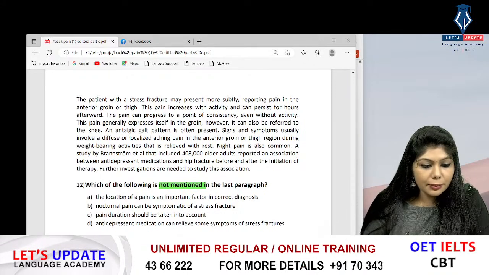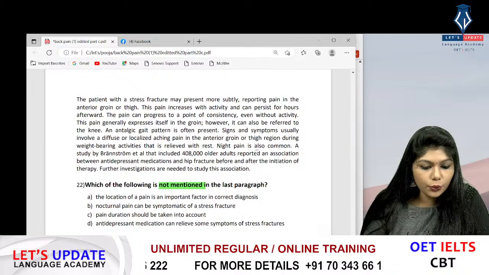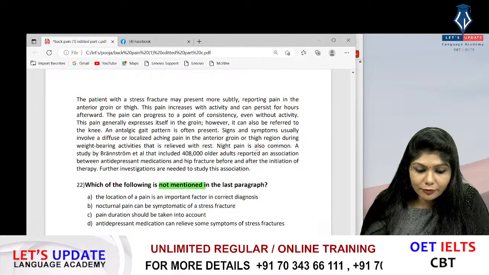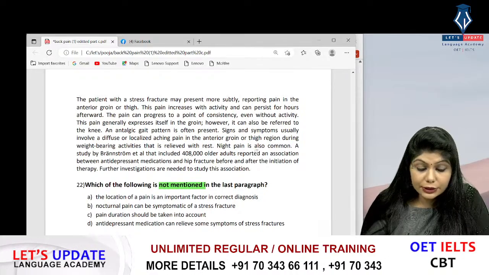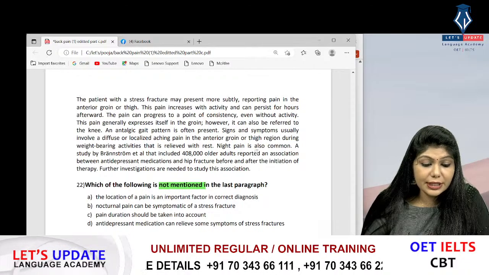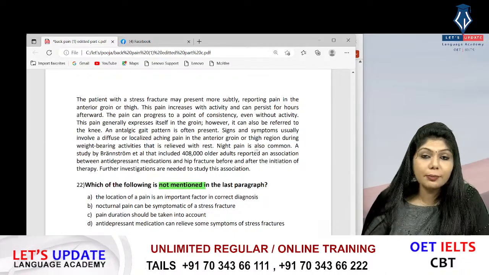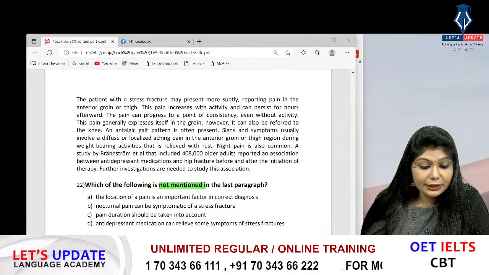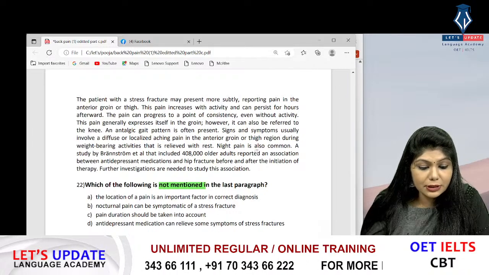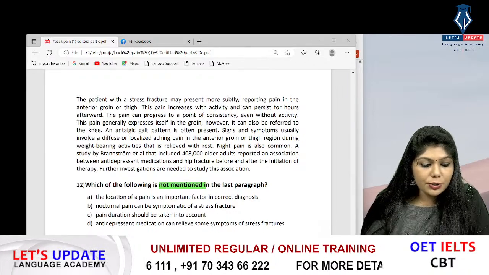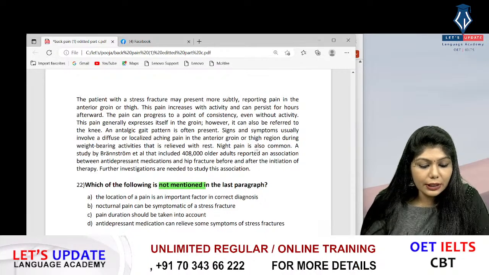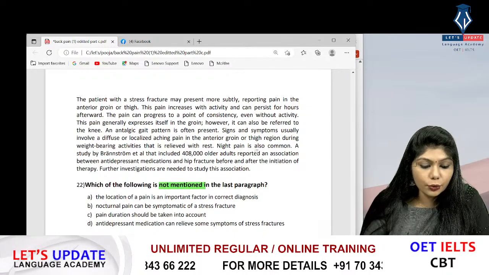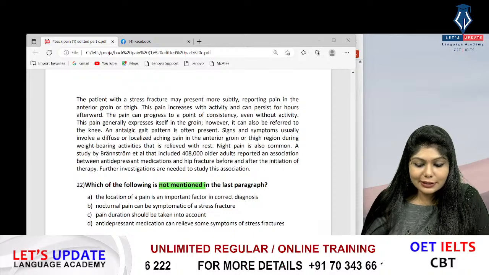A study by Brandstorm et al. that included 4 lakh 8,000 older adults reported an association between antidepressant medication and hip fracture before and after the initiation of the therapy. Future investigations are needed to study this association. So that was what the paragraph was about. And the options are: A, the location of pain is an important factor in correct diagnosis. B, nocturnal pain can be symptomatic of a stress fracture. Option C, pain duration should be taken into account. Option D, antidepressant medication can relieve some symptoms of stress fracture. So those are the four options. So what do you think is the correct answer?